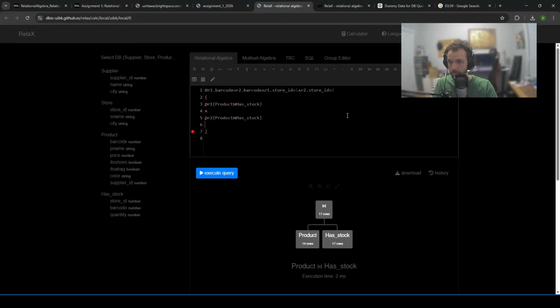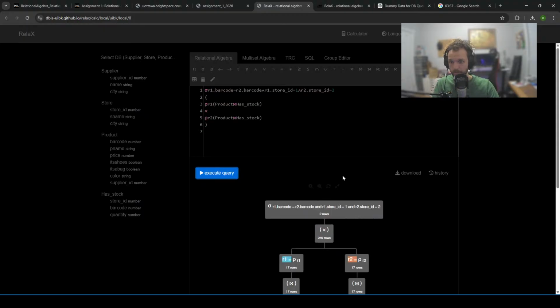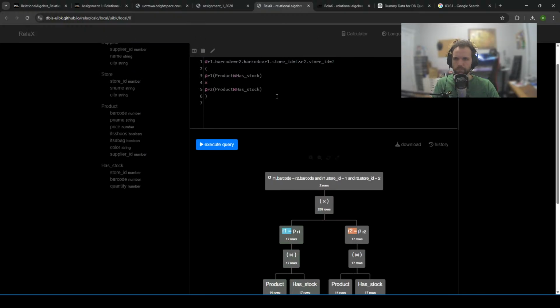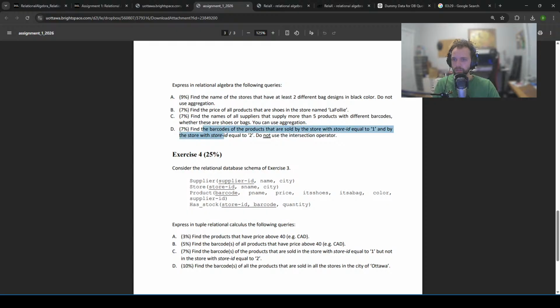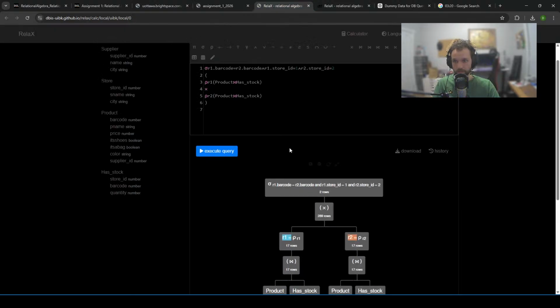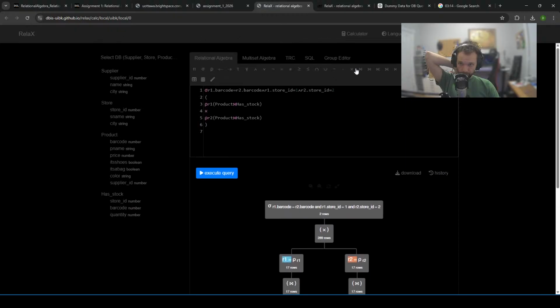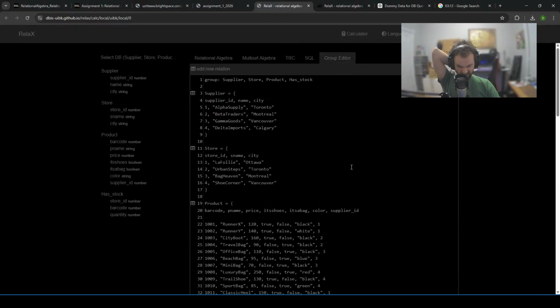Execute query. 2 rows. Mint. What am I looking for again? Find the barcodes of products that are sold by the store with the store ID equal to 1 and by the store ID equal to 2. Do not use the intersection operator. So 101 and 104 are both sold by stores 1 and 2, and not any other?